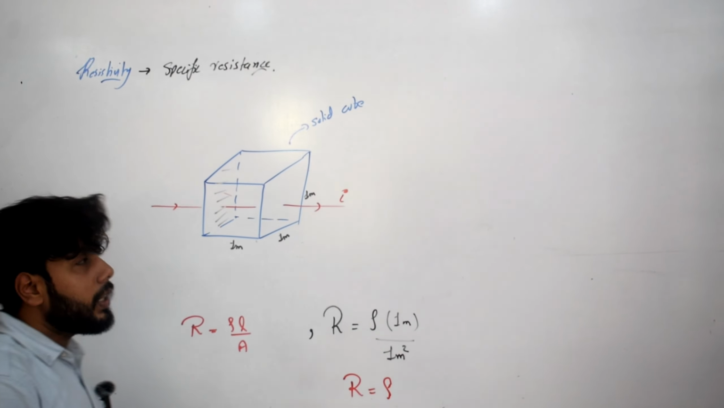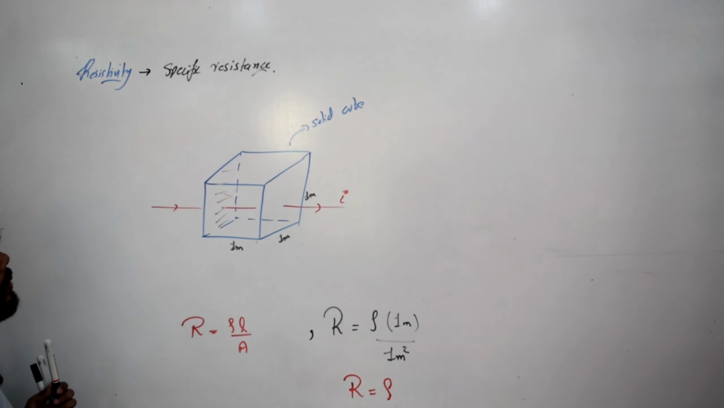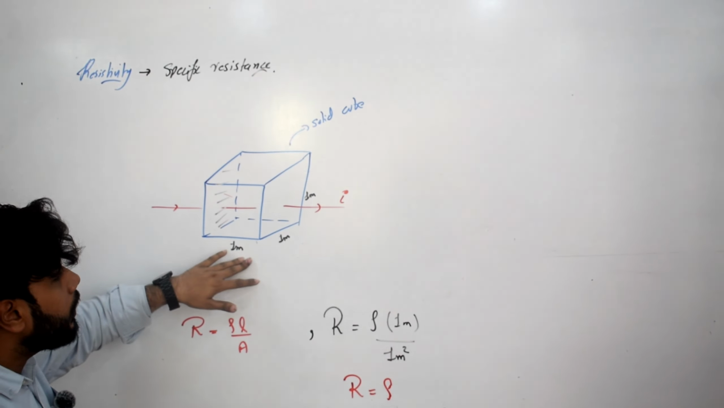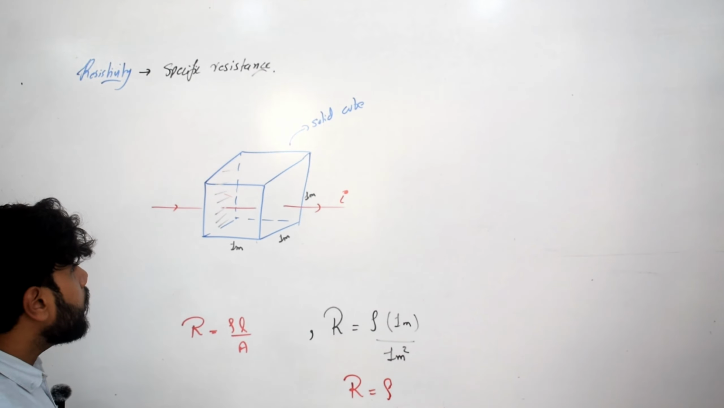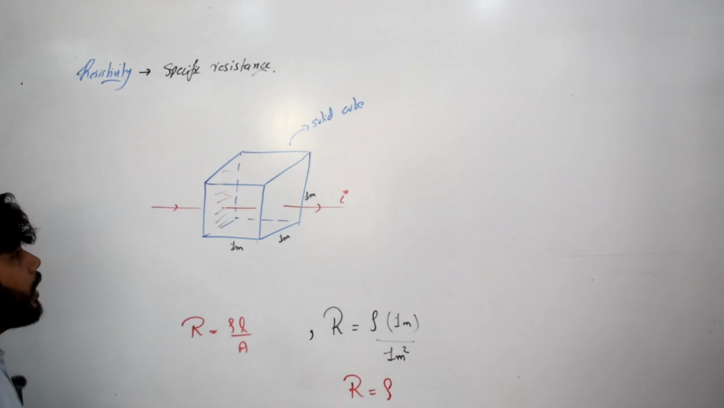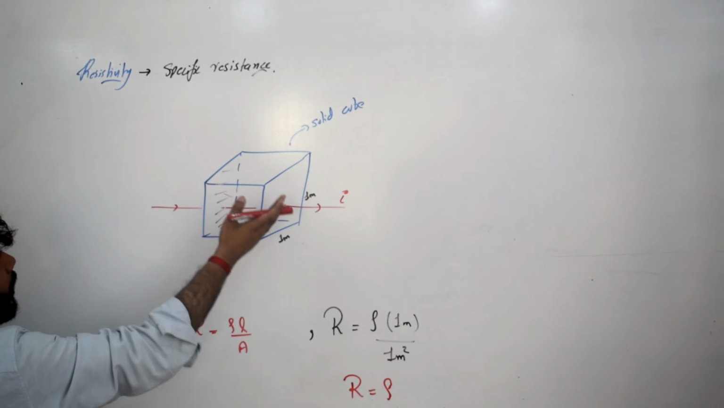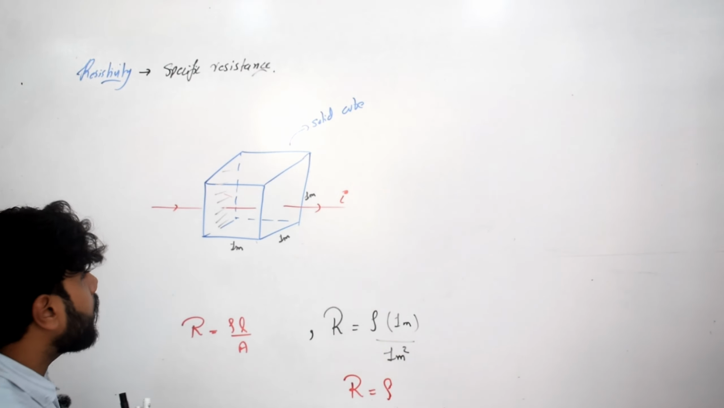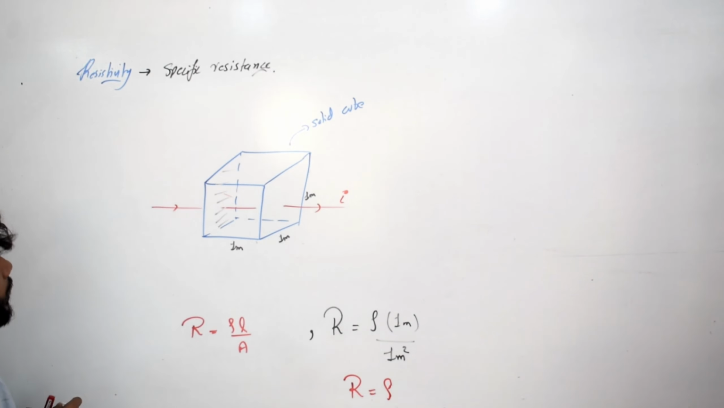So what is the resistivity? It is the resistance offered by a solid cube of 1 meter dimension, or 1 unit dimension. So it is just the resistance of a cube when current is entering from one face and exiting from the face opposite of the first face. Then the resistance will be called resistivity.